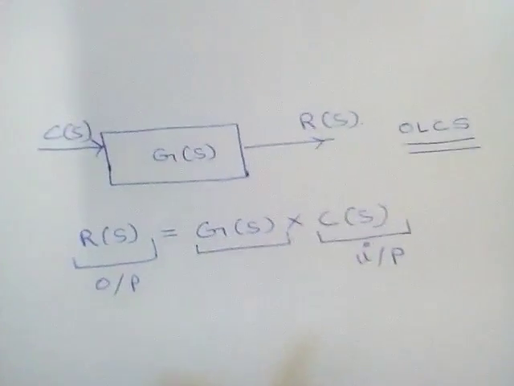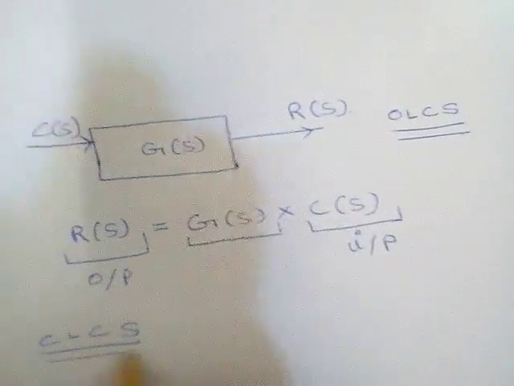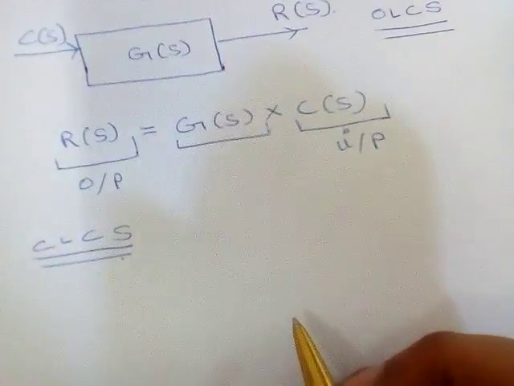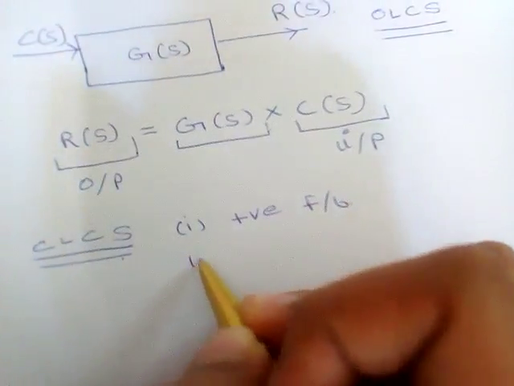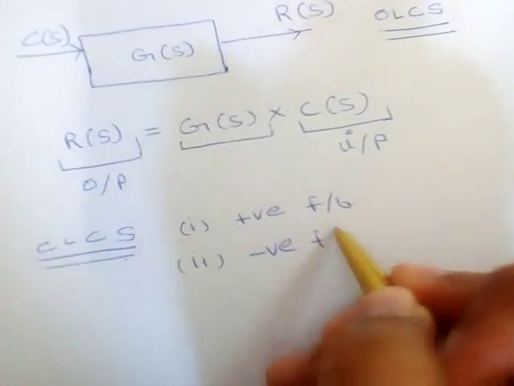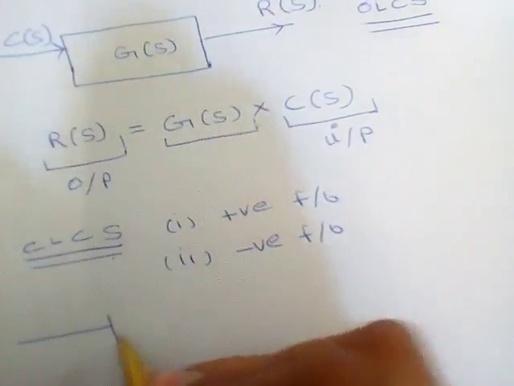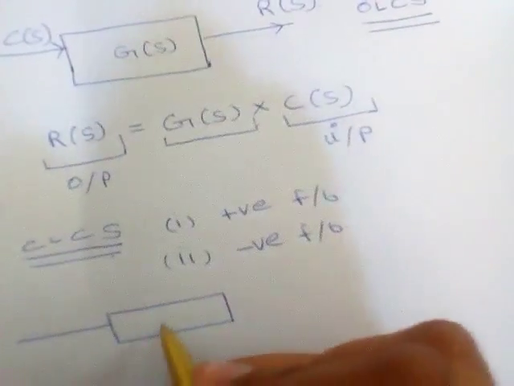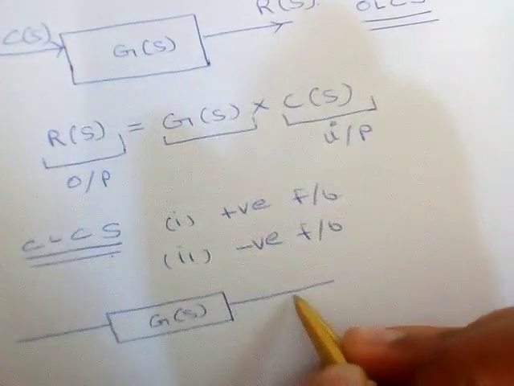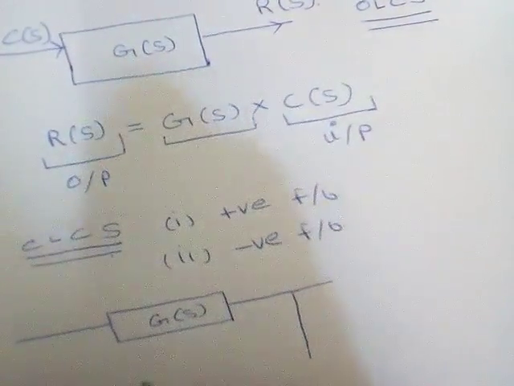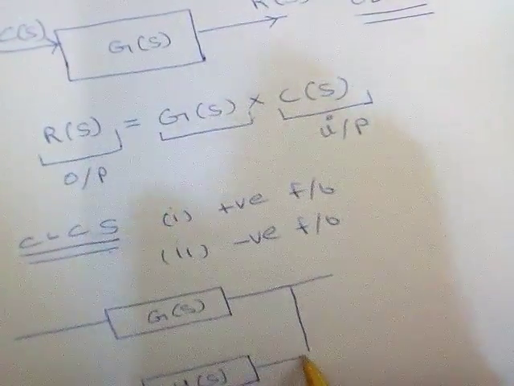Now there are two types of closed loop control systems. First is positive feedback and second is negative feedback. So let there be a forward path G of S and the feedback network whose transfer function is H of S is given.